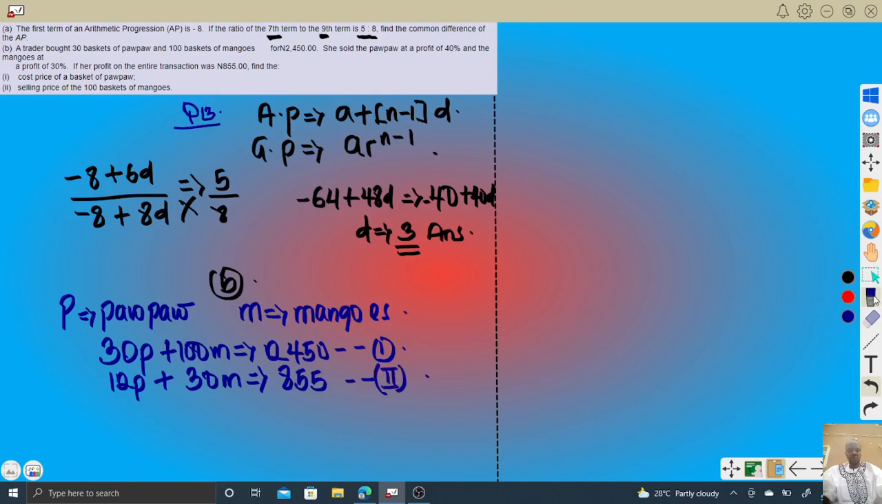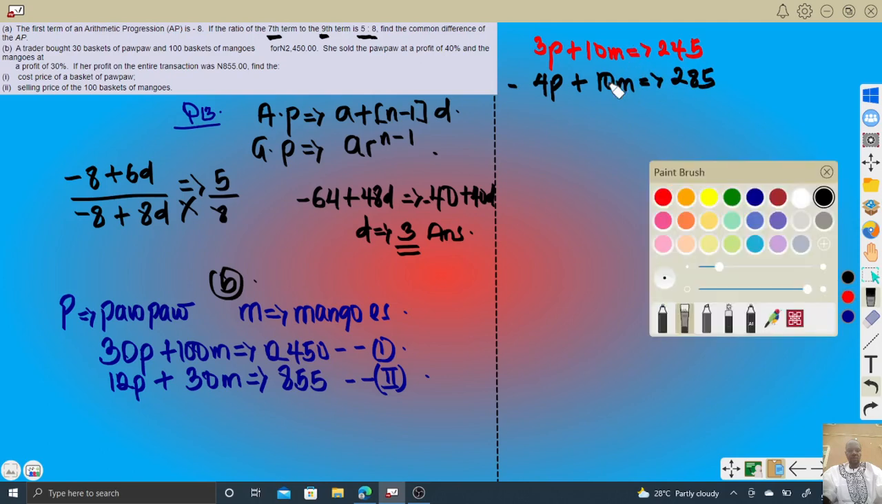So my dear student, on simplification of this simultaneous equation, solving one by one, you can just distribute the values or reduce them. Some people will say divide equation 1 by 10, which is good: 3P plus 10M equals 245. I'm not sure this is written right. Then 12P plus 3M equals 855. Can 855 divide by 3? I don't know. I have to check my calculator. I think so. That's 285. So that is 4P plus 10M equals 285.